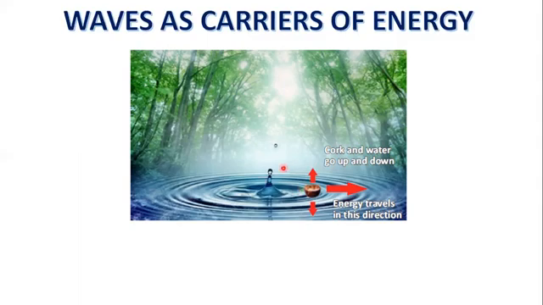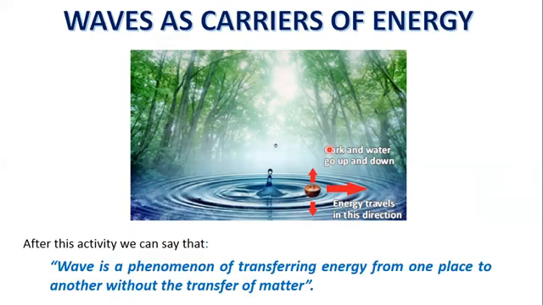Drop a stone into a pond of water. Water waves will be produced on the surface of water and will travel outward. Place a cork at some distance from the falling stone. When waves reach the cork, it will move up and down along with the motion of the water particles by getting energy from the waves. After this activity, we can say that wave is a phenomenon of transferring energy from one place to another without the transfer of matter.